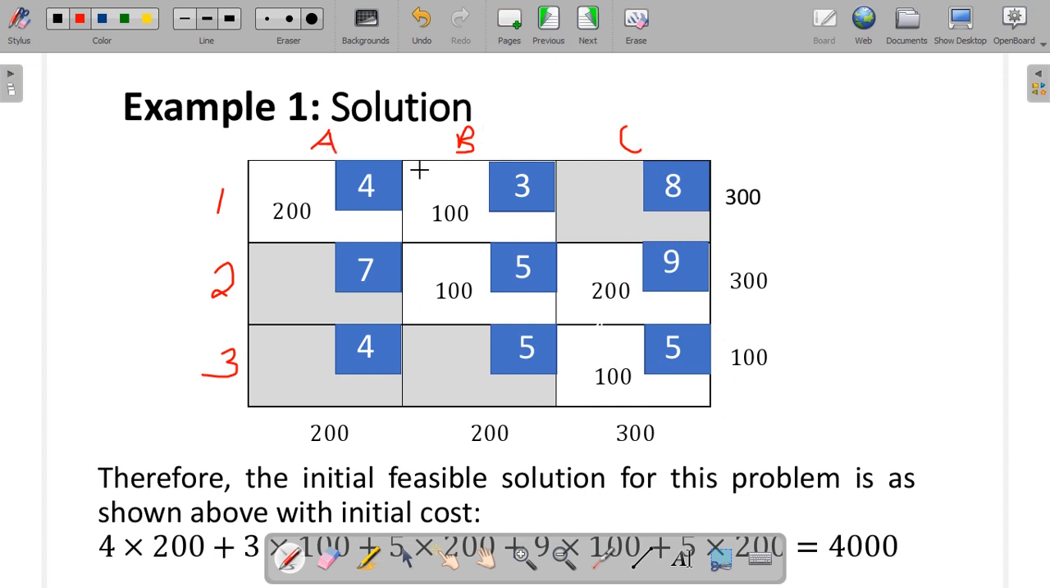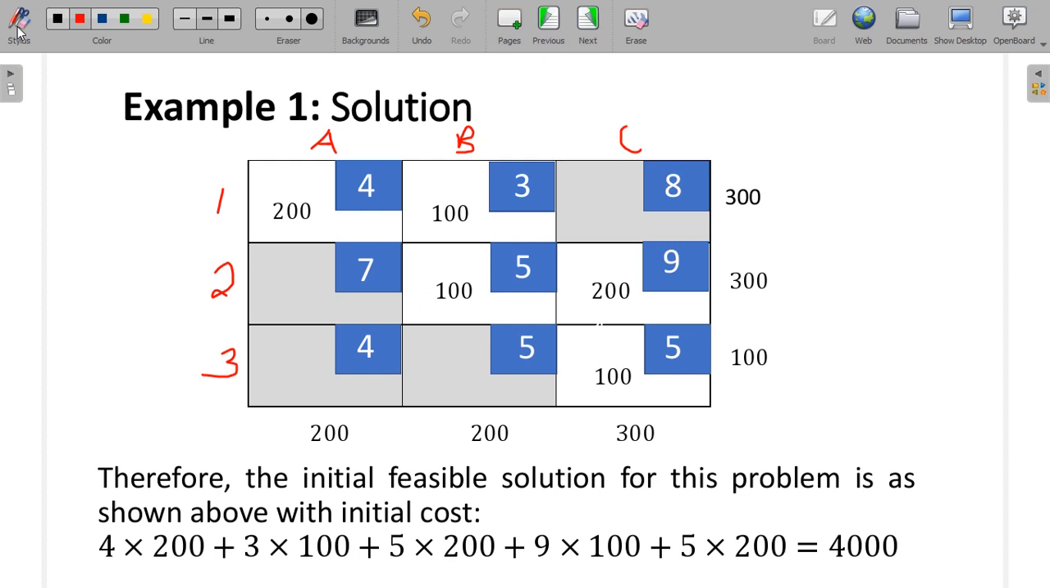So this distribution of items from these plants will give us a minimum initial cost, the sum of the products between the cost and the associated quantities supplied at that cell. So it's 4 times 200 plus 3 times 100, 5 times 100, 9 times 200, 5 times 100. You add all of that, and we have the initial minimum cost of 4,000. So this is the approach on how you can get the initial feasible solution of your transportation problems.